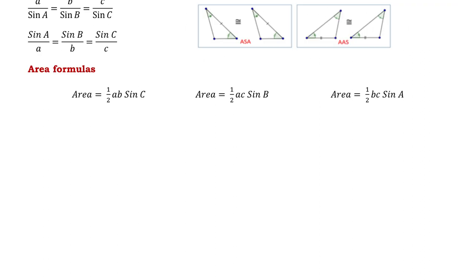The formula for the law of sines is side a over sine of angle A is the same as side b over the sine of angle B and side c over the sine of angle C. Or we can have the reciprocal. They're both the same formula.